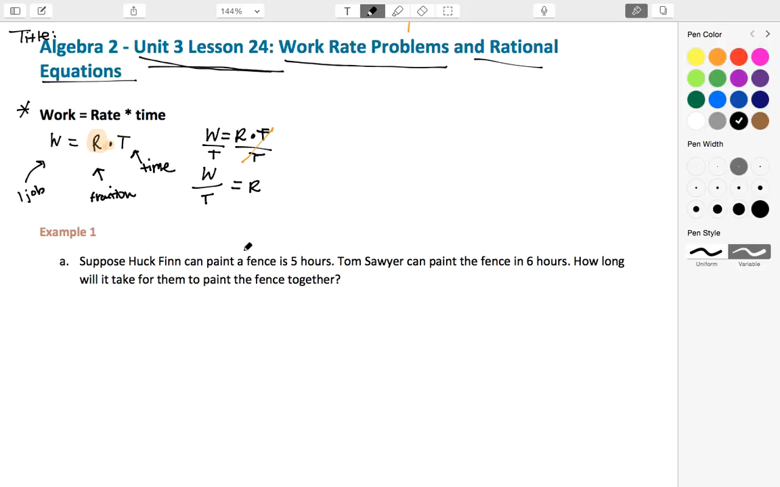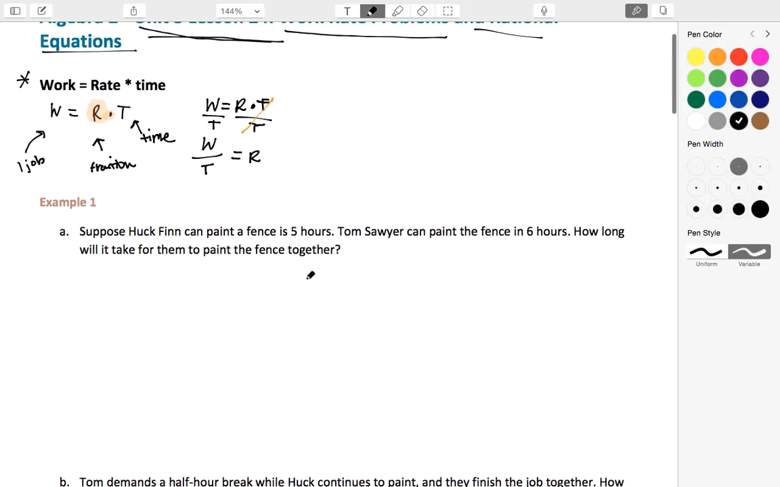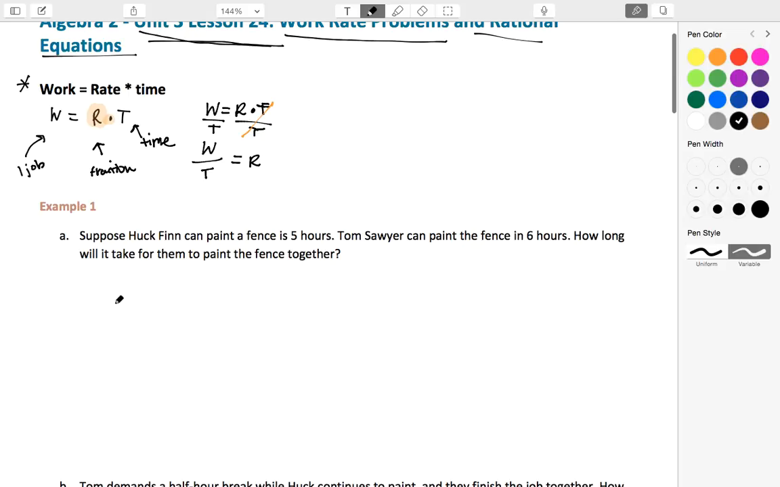This is more of a theoretical piece, okay? So for example 1, we have 2 characters from a novel. Suppose Huck Finn can paint a fence in 5 hours. Tom Sawyer can paint the fence in 6 hours. How long will it take them to paint the fence together?